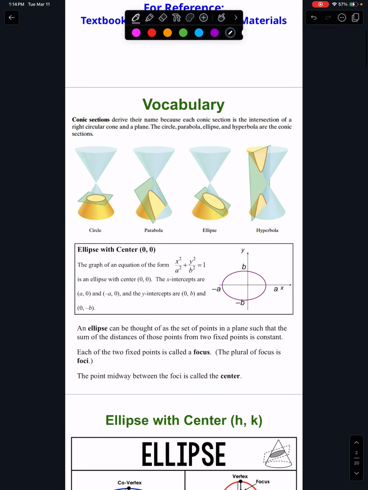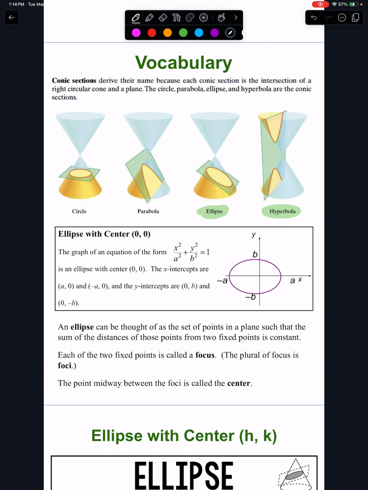So we're going to go ahead and look at our conic sections we have here. The two we're looking at today are these two right here. And we're going to start by talking about ellipses with a center at the origin, 0, 0. So when we have an ellipse at the origin, our formula looks like this. And for HK, on the very next page, it looks a little bit different.